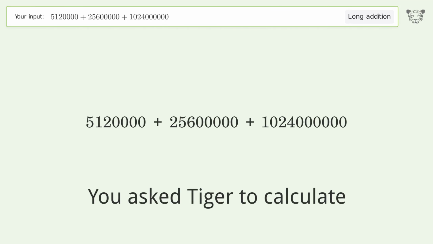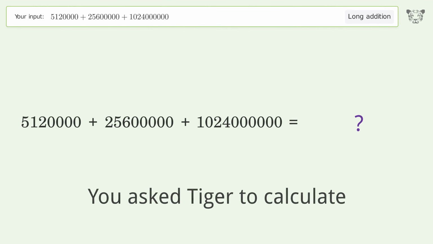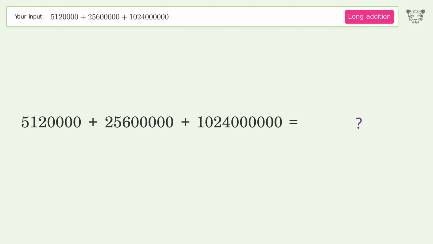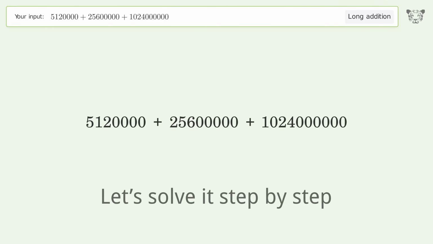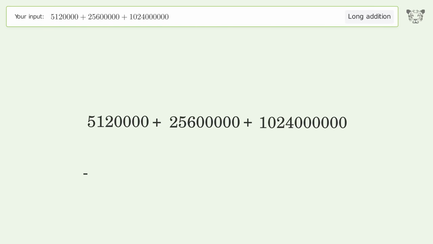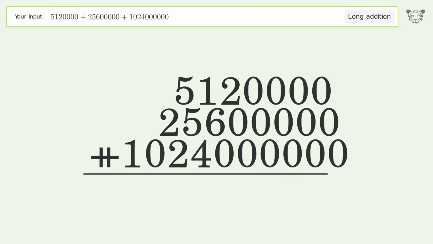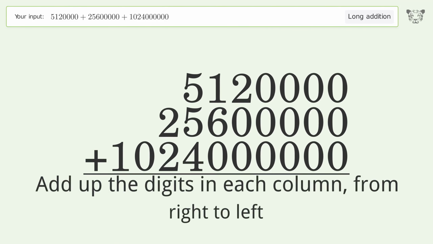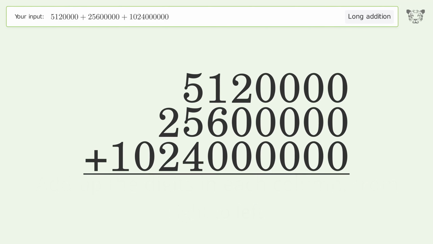You ask Tiger to calculate. This deals with long addition. The final result is 1,054,720,000. Let's solve it step by step. Rewrite the numbers from top to bottom, aligned by their place values. Add up the digits in each column, from right to left.